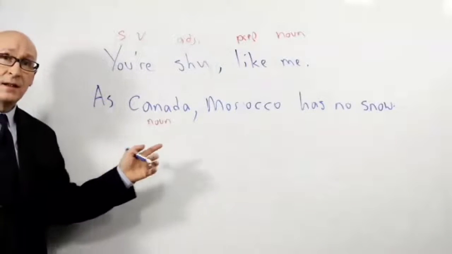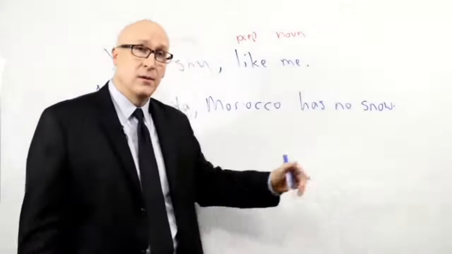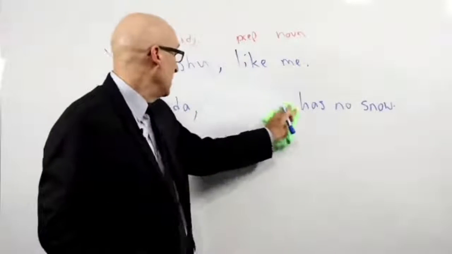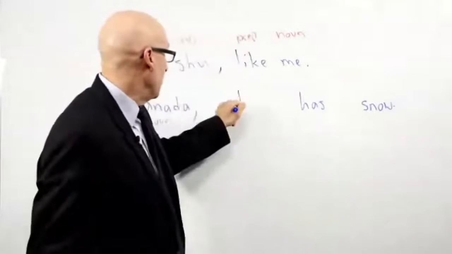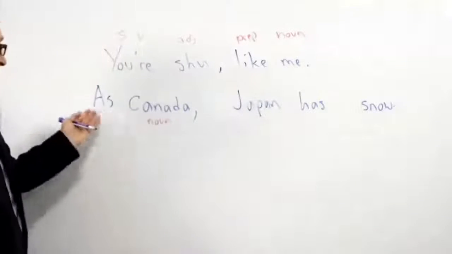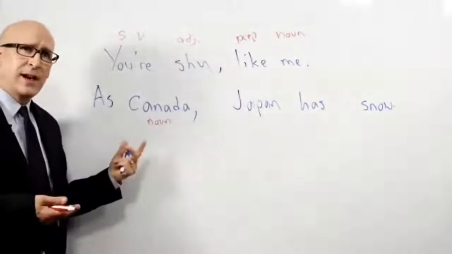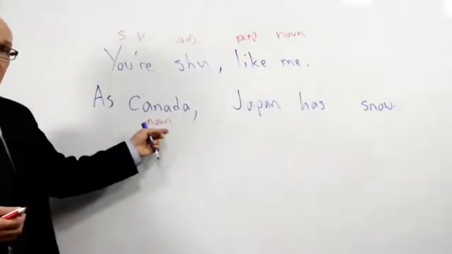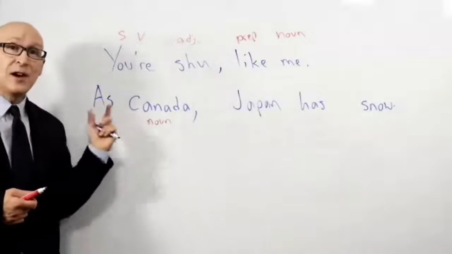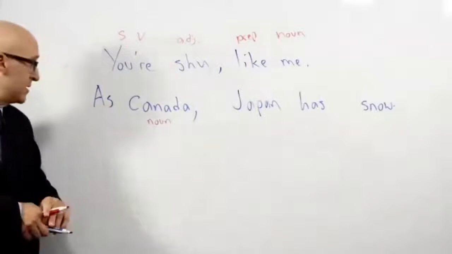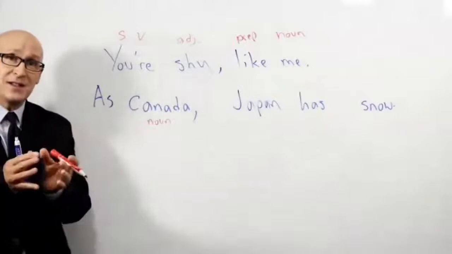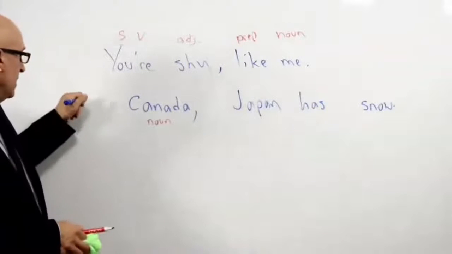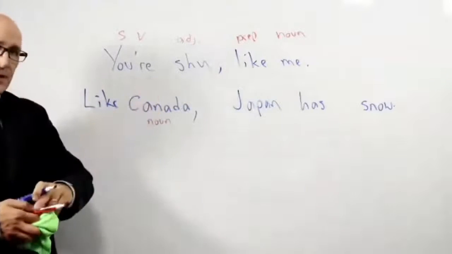As Canada, Morocco has no snow, right? Or let's say, as Canada, now let's take a snow country, like Japan, right? As Canada, Japan has snow. They're trying to communicate that Japan, with its snow, is similar to Canada. The problem is we have a noun here, we have as, but as is not a preposition. It can't come before a single noun like this. As is a conjunction that joins sentences. That's why this doesn't work, right? We need like. Like Canada, Japan has snow.